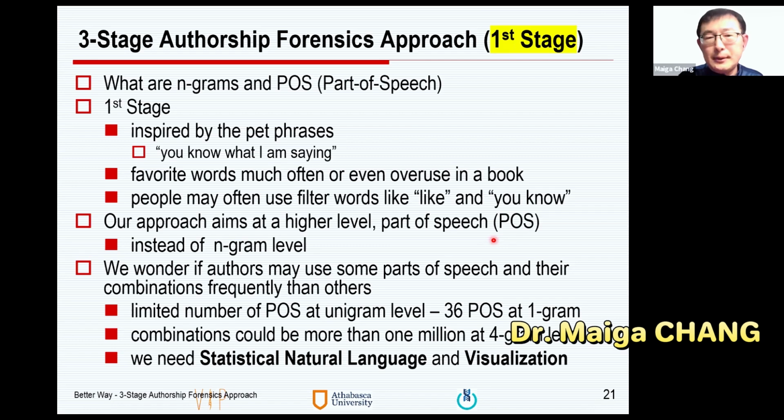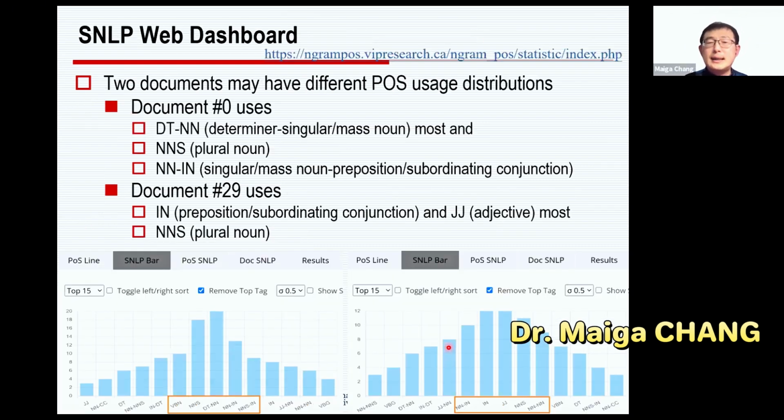But there is a problem. The problem is, you know that we have 36 part of speech tags at the 1-gram, or unigram, level, which means if we take a look at the 4-gram, quadrigram level, then we will have in total 1 million combinations, right? 36 multiplied by 36 multiplied by 36 multiplied by 36. That is why we need statistical natural language processing.